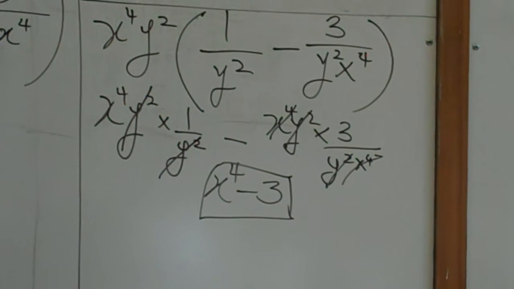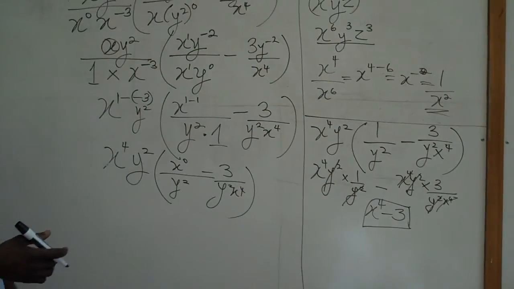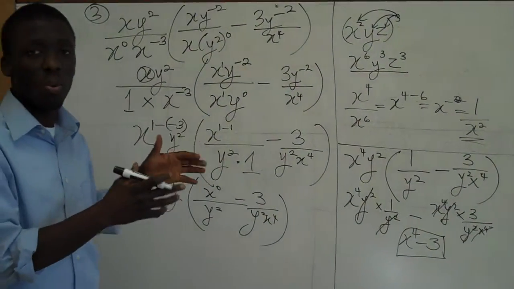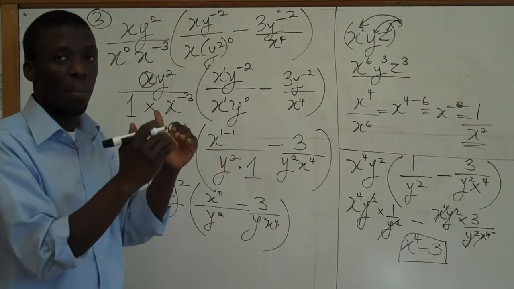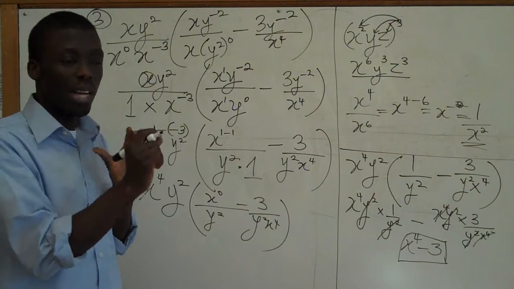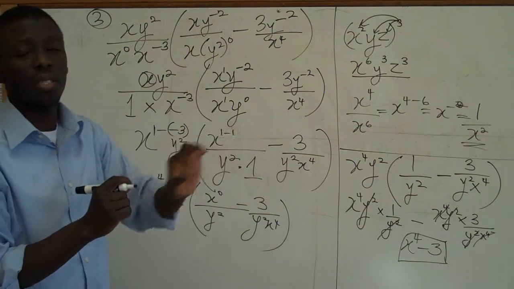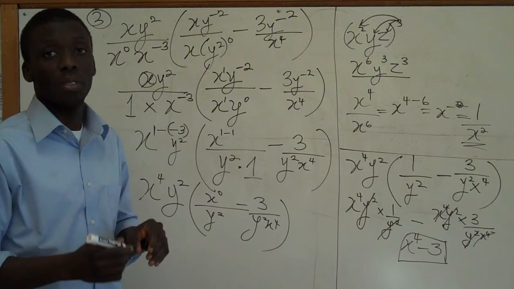You use all the laws that you can think of, and then it will bring you down to x to the fourth minus 3. Don't be afraid of all these letters all over the board. What you need to do is go step by step, apply what you know, one step at a time. Don't rush it. Just find one variable you're dealing with, deal with it to the end, and the problem will be easy. So that's how you do that.